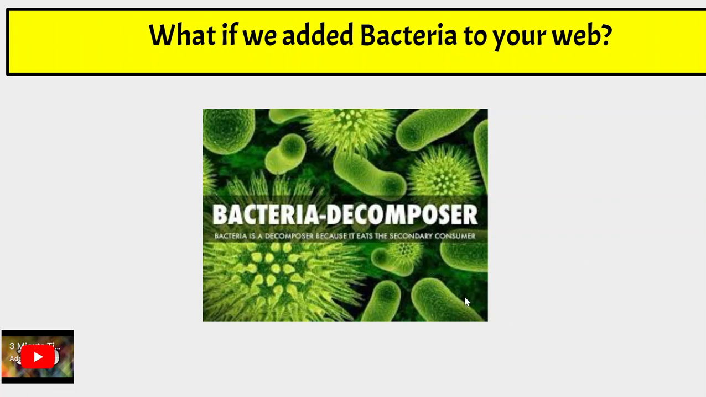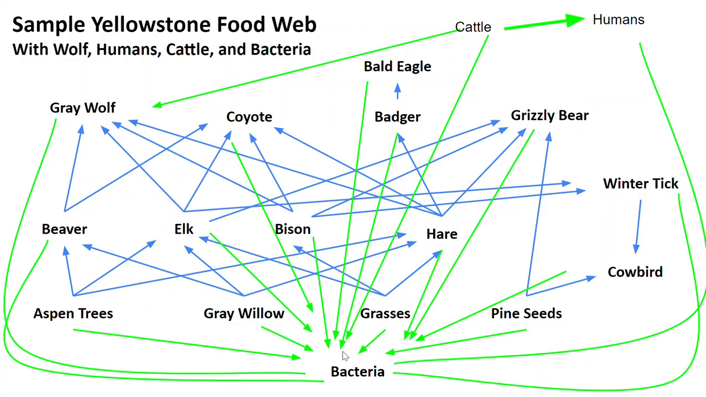All right, so the next thing we talked about was bacteria and decomposers. We need bacteria and decomposers in our ecosystems because that's going to get rid of the dead stuff. Bacteria, in this case, is a decomposer because it's going to eat the secondary consumer. So if we add bacteria to our food web, it is going to get energy from pretty much everything. Anything that dies, that bacteria is going to be getting energy from.